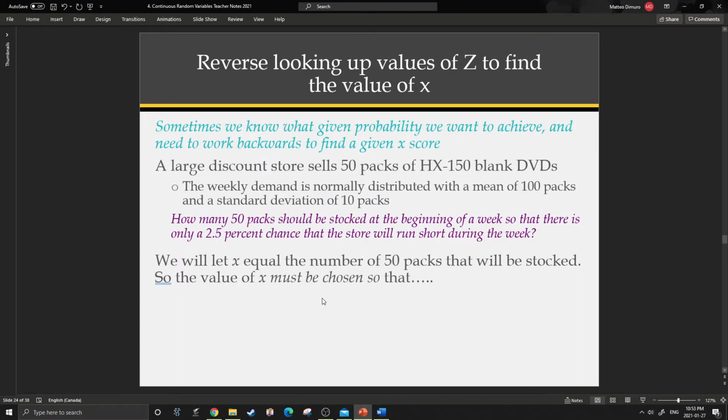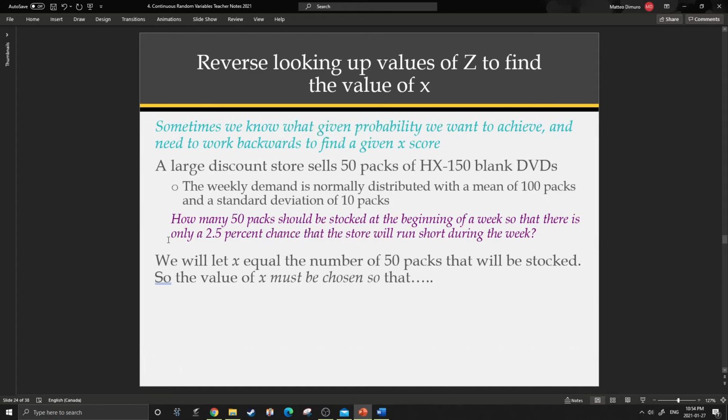All right. Let's go ahead and reverse look up values of z to find the value of x. So I call this a reverse question because in these types of questions, we actually know the probability that we're looking for, and we want to go and figure out the actual x. Okay, so sometimes we know the given probability we want to achieve. We need to work backwards to find the given x score.